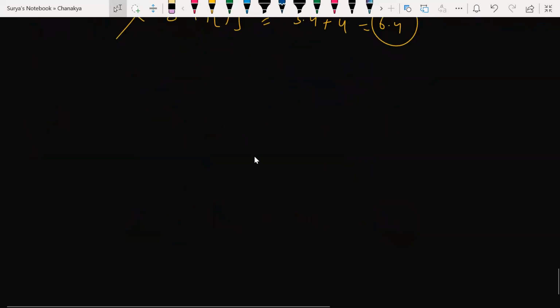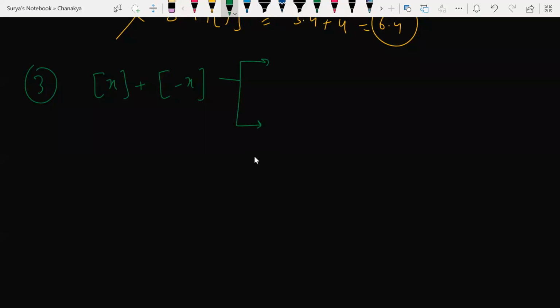Okay. Next, one more third important and beautiful property is step of x plus step of negative x is going to be... It gives you two answers, beta. What are they? It gives me -1 and it gives me 0. It gives me -1 if x does not belong to the integers. It gives me 0 if x belongs to the integers. Sir, we didn't understand. No problem. We'll give an example. Check it. Look at this here.